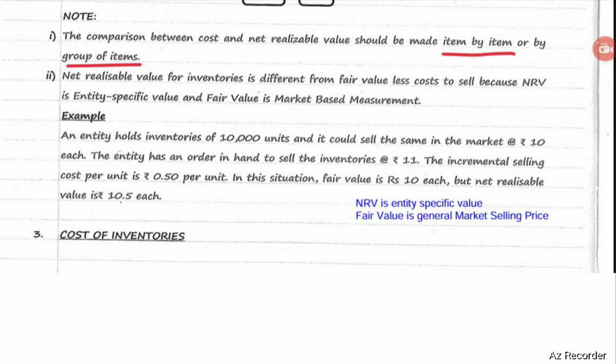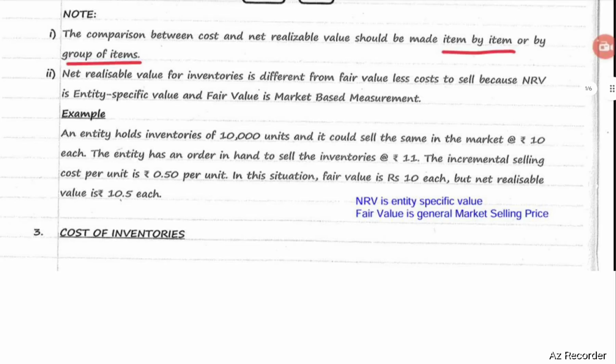For example, an entity holds inventories of 10,000 units and it could sell the same in the market at rupees 10 each. The entity has an order in hand to sell the inventory at rupees 11. The incremental selling cost is 0.50 per unit. In this situation, fair value is rupees 10 each, but net realizable value is 10.5 each. That is 11 minus 0.5, 10.5.